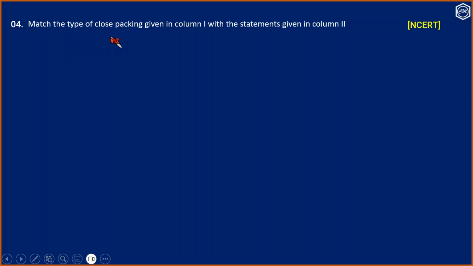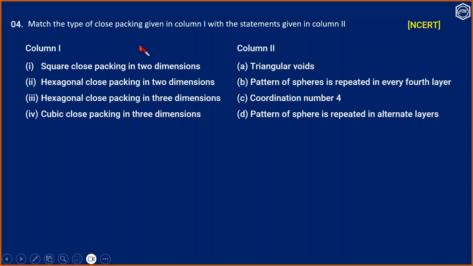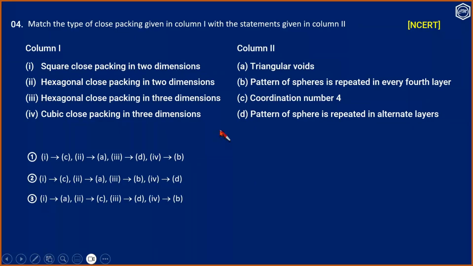Question number 4. Match the type of close packing given in column 1 with a statement given in column 2. Column 1: square close packing in 2 dimensions, triangular voids, hexagonal close packing, etc. Then option 1, option 2, option 3 and option 4. First one, square close packing in 2 dimensions. Square close packing in 2 dimensions means the coordination number should be 4. That means in 2 dimensions an atom touches 4 of its neighbors.